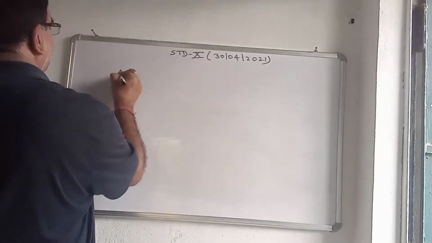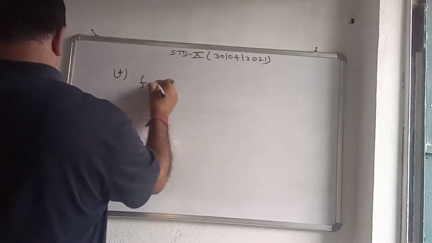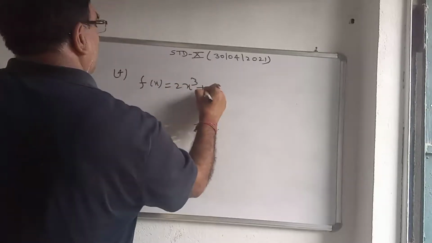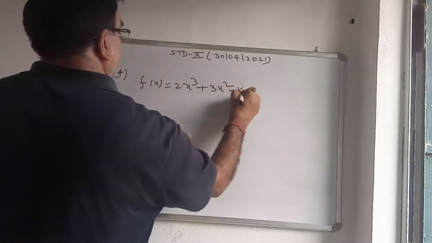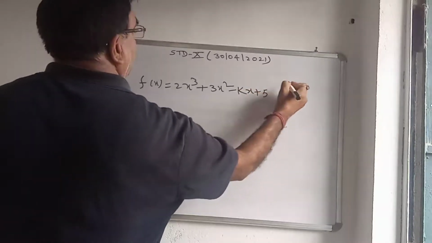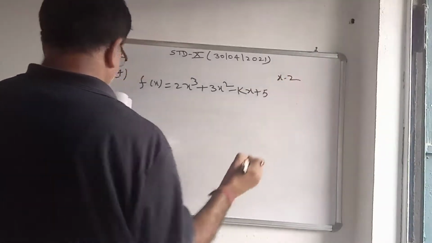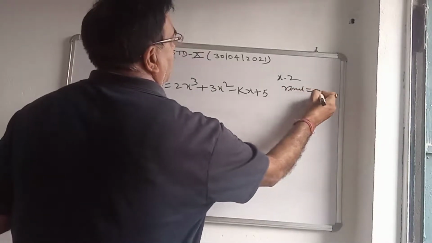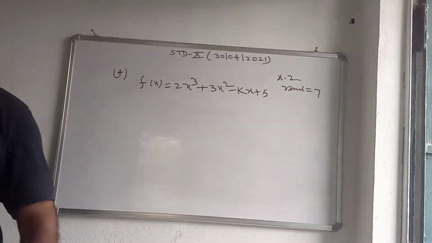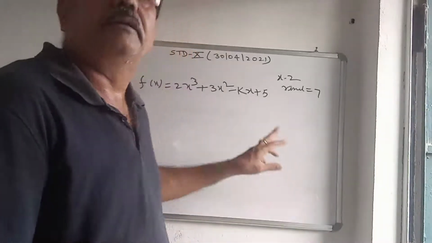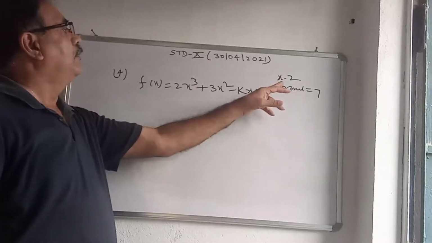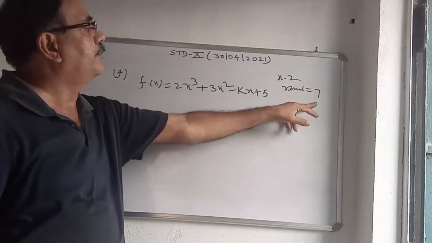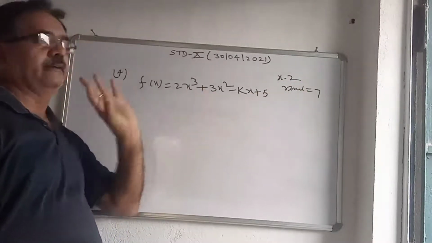Question number 4c. f(x) equals 2x cubed plus 3x squared minus kx plus 5. When divided by x minus 2, it leaves the remainder 7. Then we have to find the value of k. The polynomial is given, and when we divide by x minus 2, the remainder is 7.